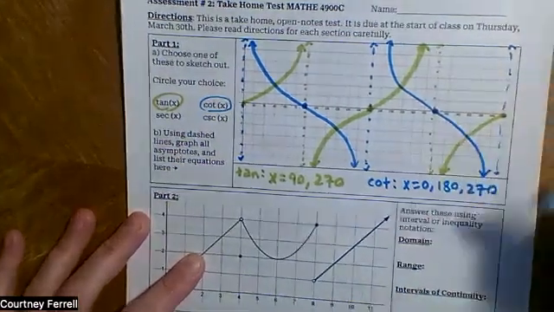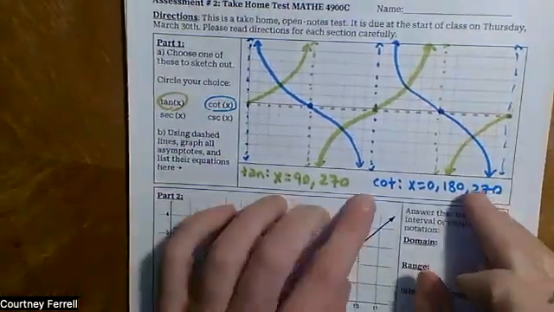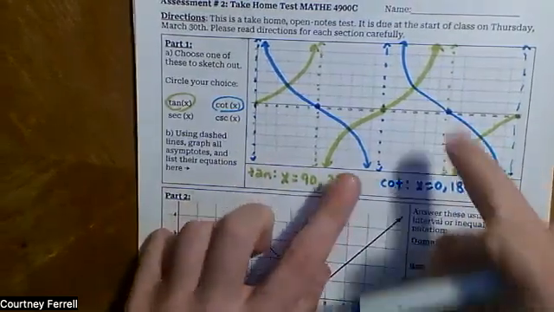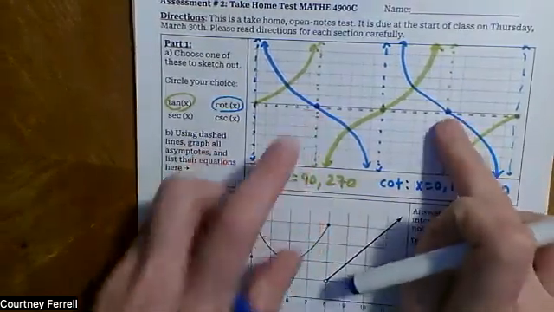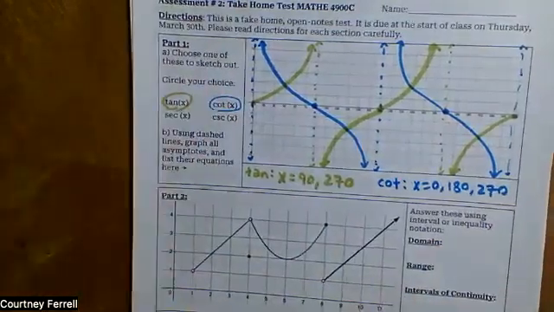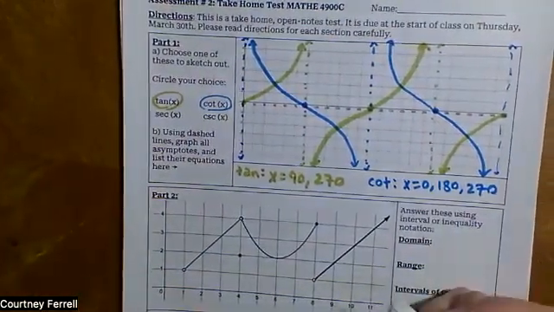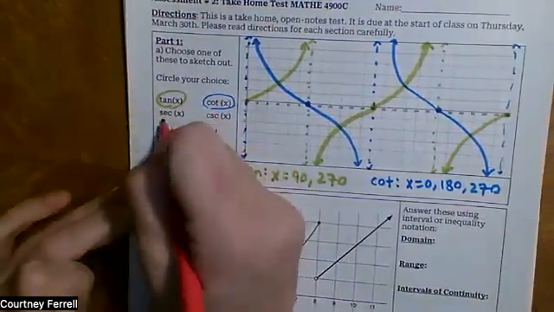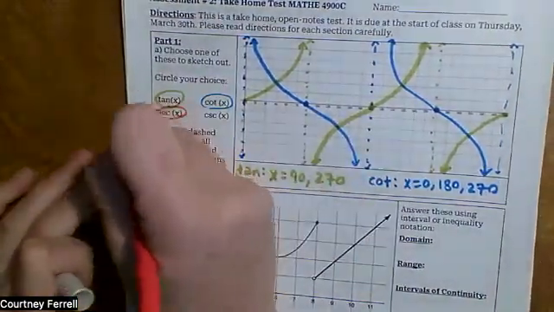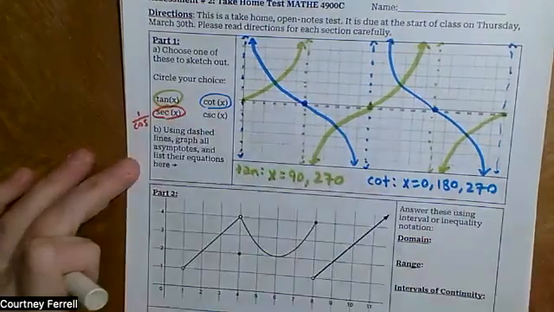So again, it doesn't have to be a perfect sketch, but it does need to show me that you know the 3 asymptotes and that you know that it goes through 90 and 270. So that's tan, that's cotan. Again, you only had to do 1 of these. I'm showing you all 4. Let's say you said you wanted to do secant. Secant is equal to 1 over cos.